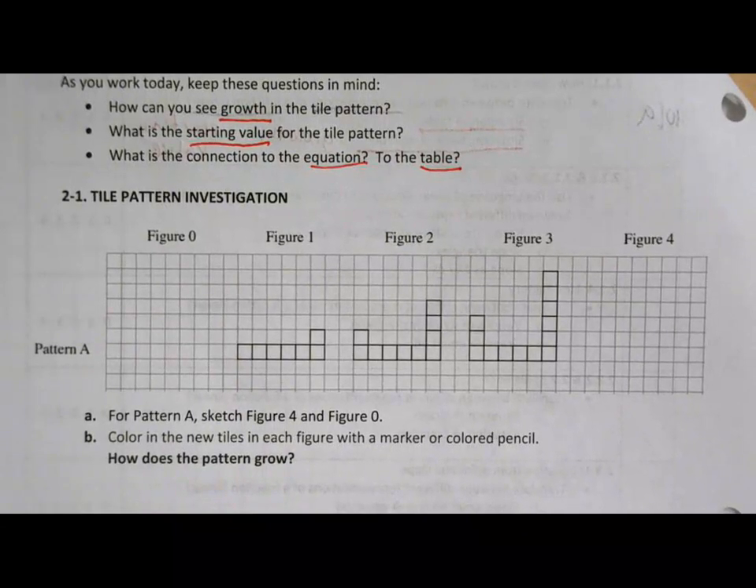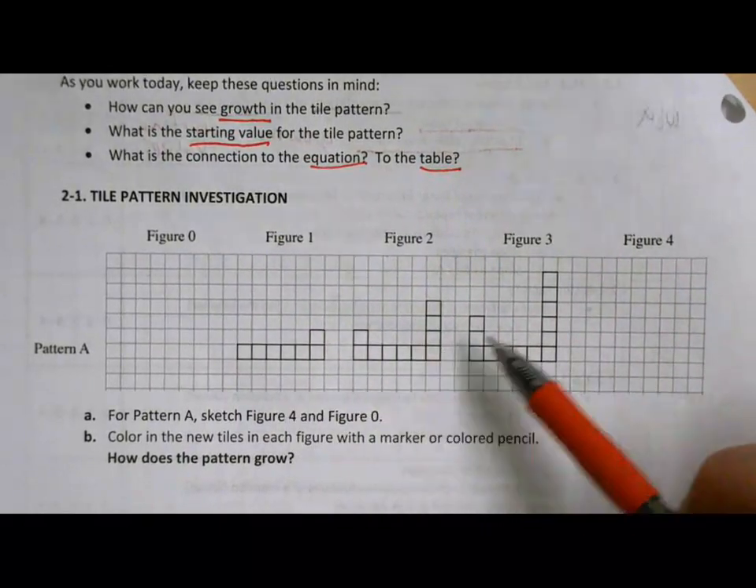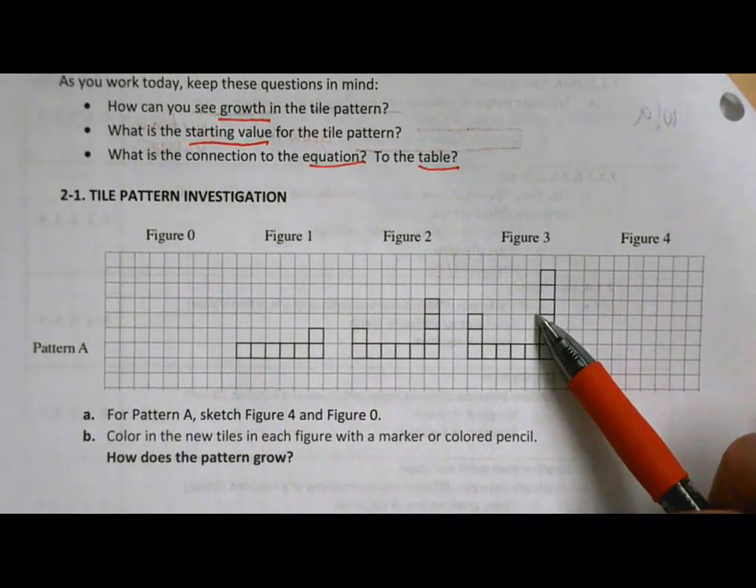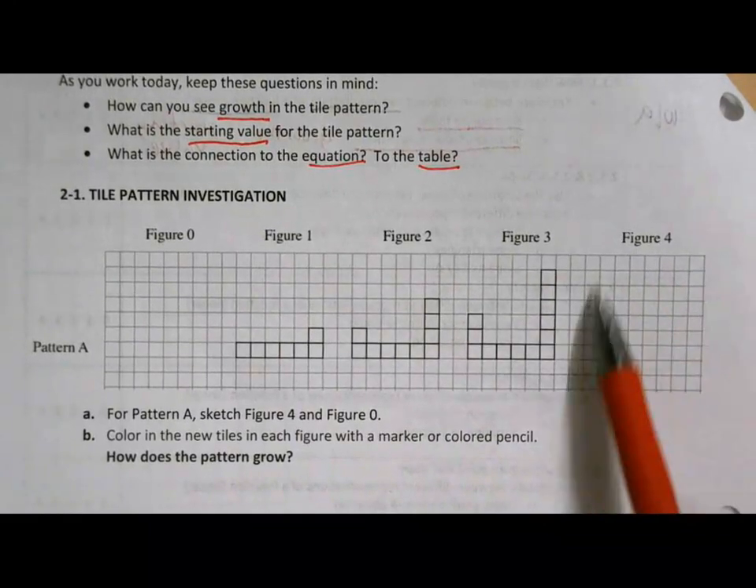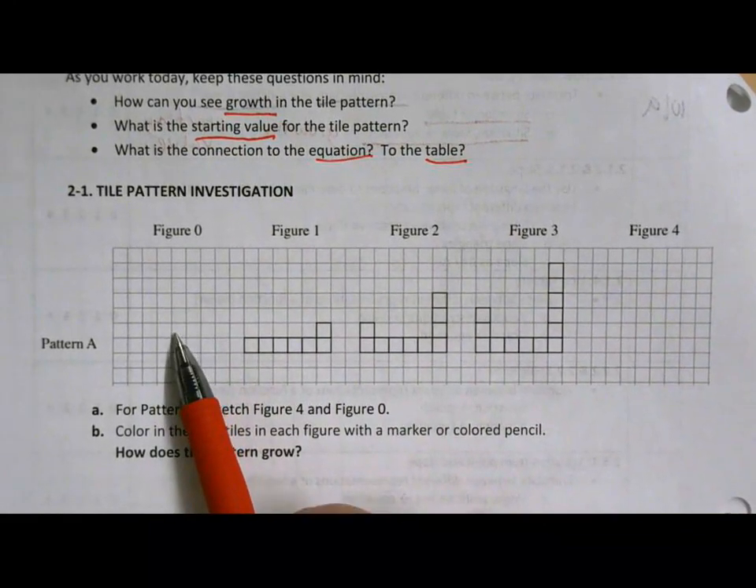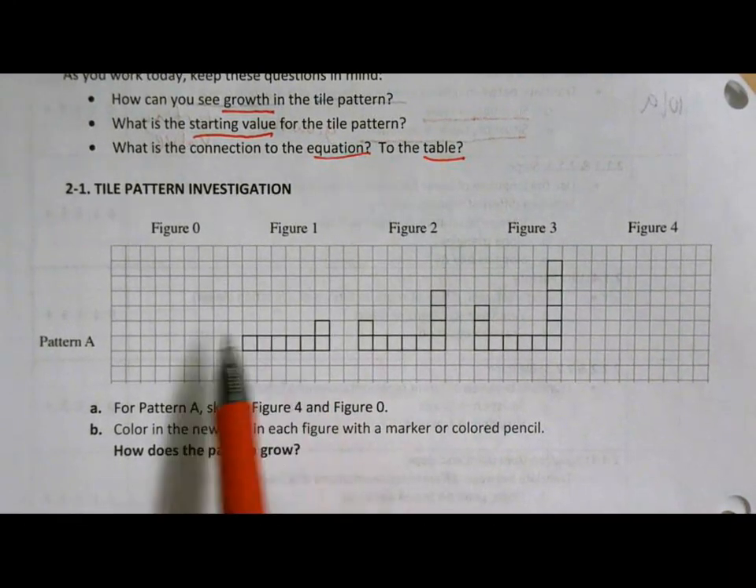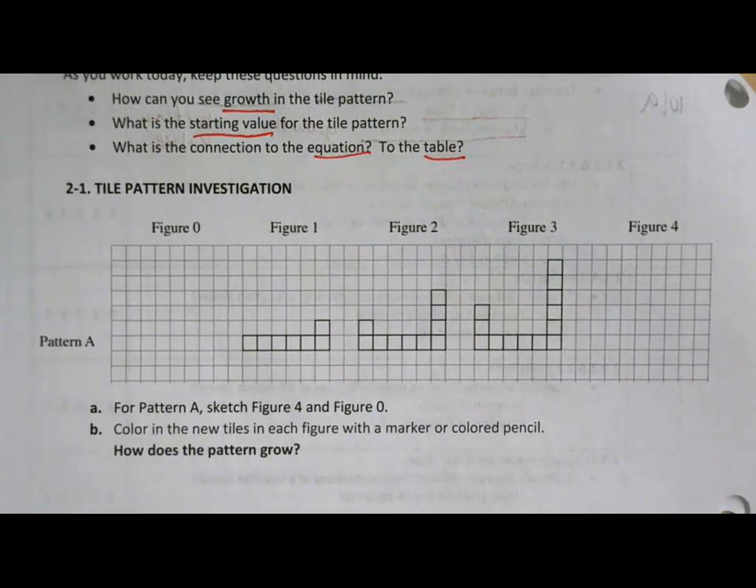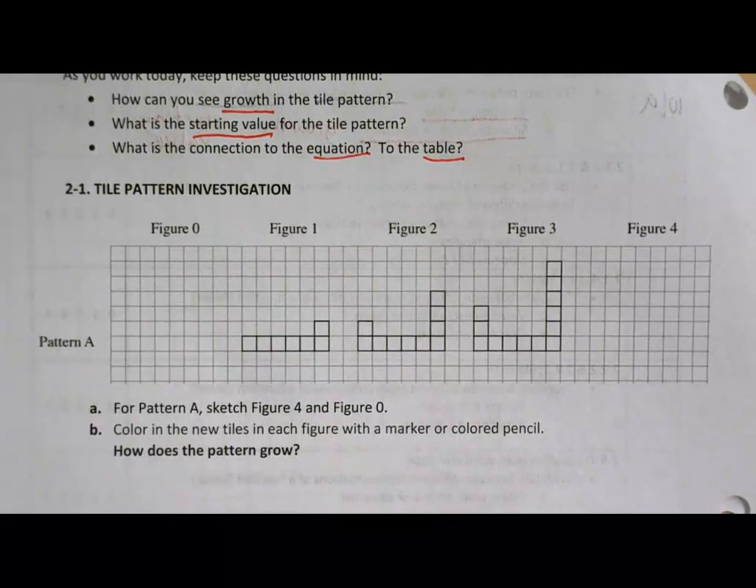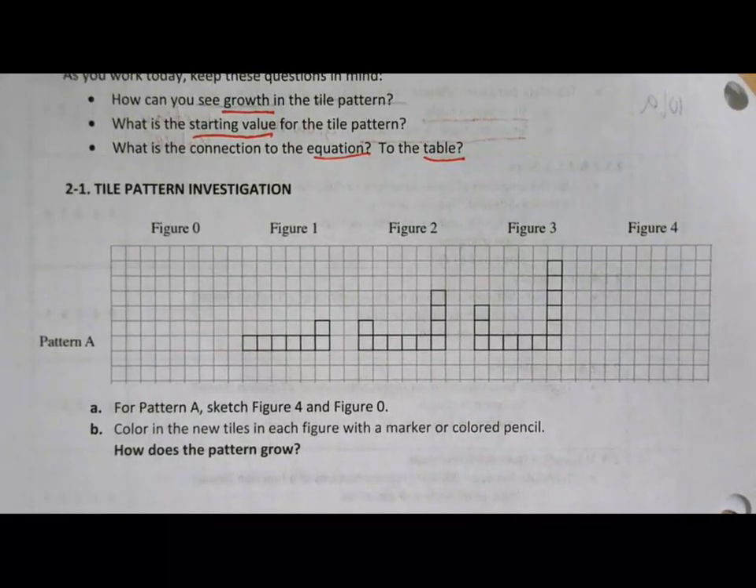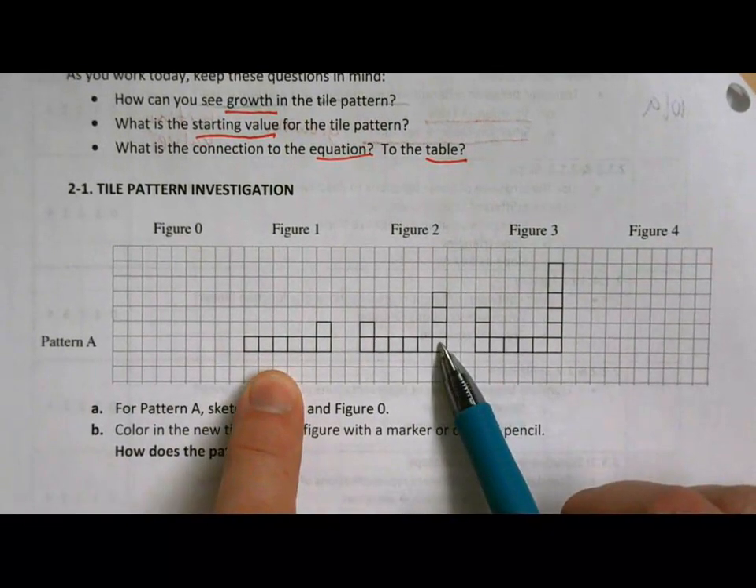What I would like you to do is tell me, first of all, figure out what's going on in this pattern, and then make a sketch for me of figure 4 and figure 0. So what would be the next pattern, and what would be the pattern that came before this one? So have a look at that. If it helps you to, one thing that helps me to do this when I'm working these problems is for each of my new figures to go through and color in the new tiles.